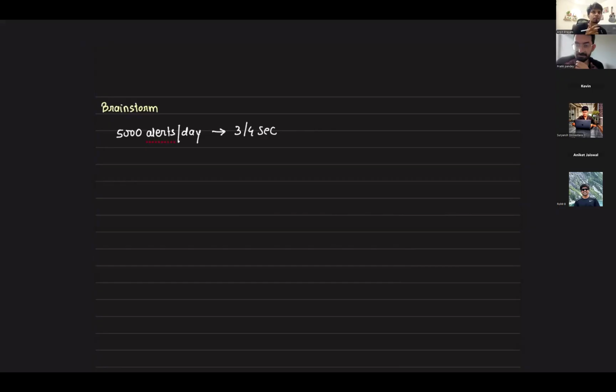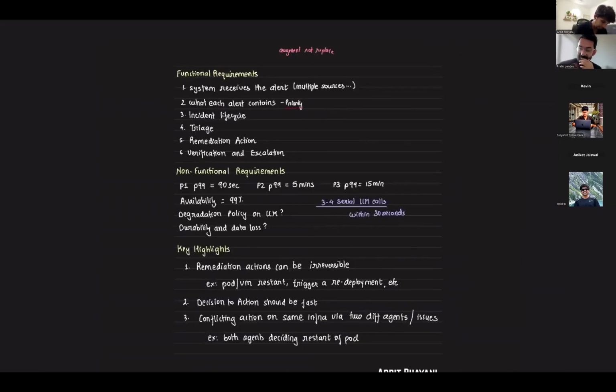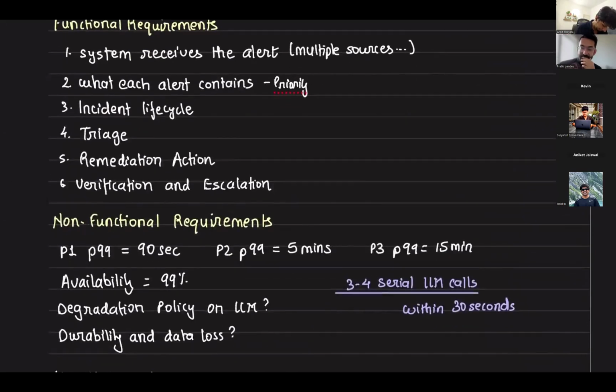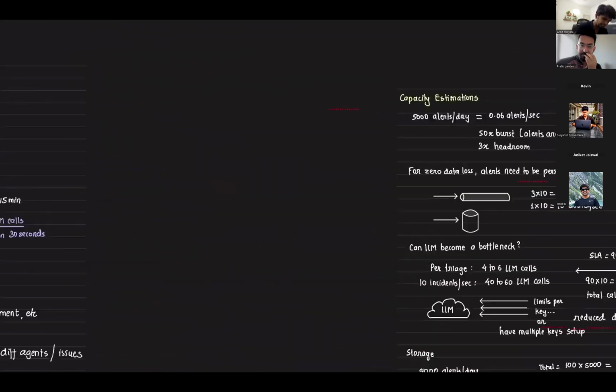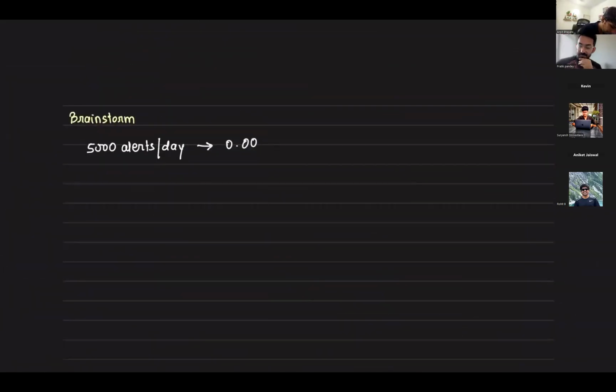3,600. 3,600 seconds in a day? No, wait, what? 60 seconds, 60 minutes, in an hour. 3,600. Oh, into 24. So that's why, right? 70. Okay, so then less than 1. Yeah, less than 1, right? So now if it's less than 1, I'll take a concrete number, which is 0.006 alerts per second. Yes, right? 0.006 alerts per second, right?